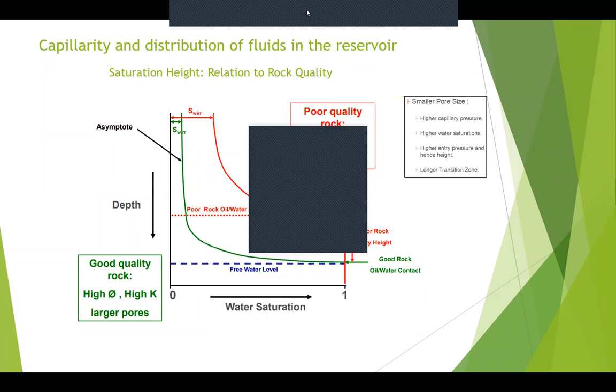Hopefully, if you have time, because as I said, today I just talked about the main concepts of petrophysics and definitions, but I didn't go deeper into all the core analysis parameters and all this stuff. But normally we get it from the core measurement. It's measuring the core. Okay.